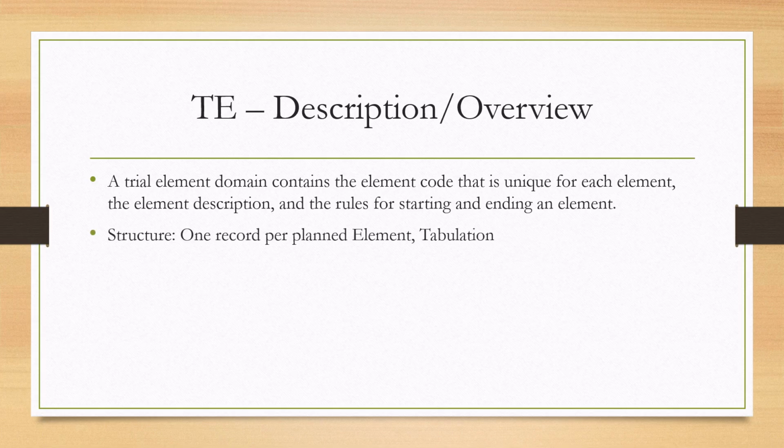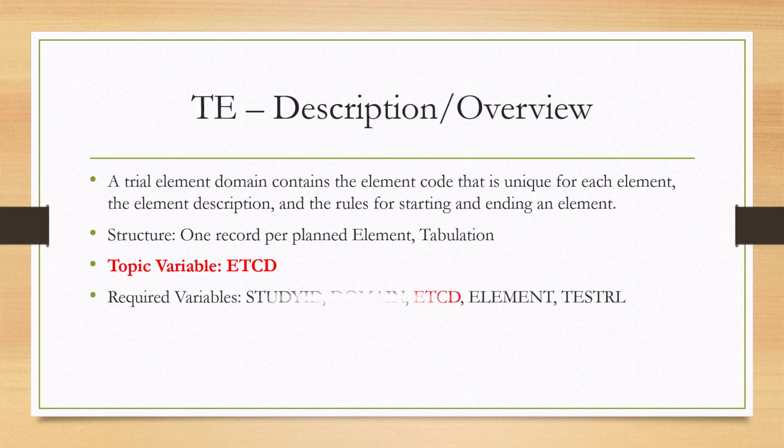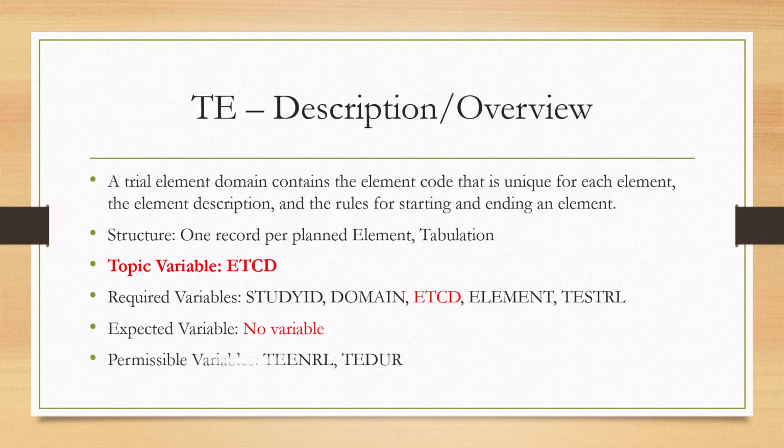The structure of the TE domain is one record per planned element. The topic variable for this domain is ETCD, that is the element code. The required variables for this domain are the study ID, domain, ETCD, element, and TESTRL, that is the trial element start rule. There are no expected variables in this domain. There are two permissible variables, which are the trial element end rule and the trial element duration, that is TEDUR.